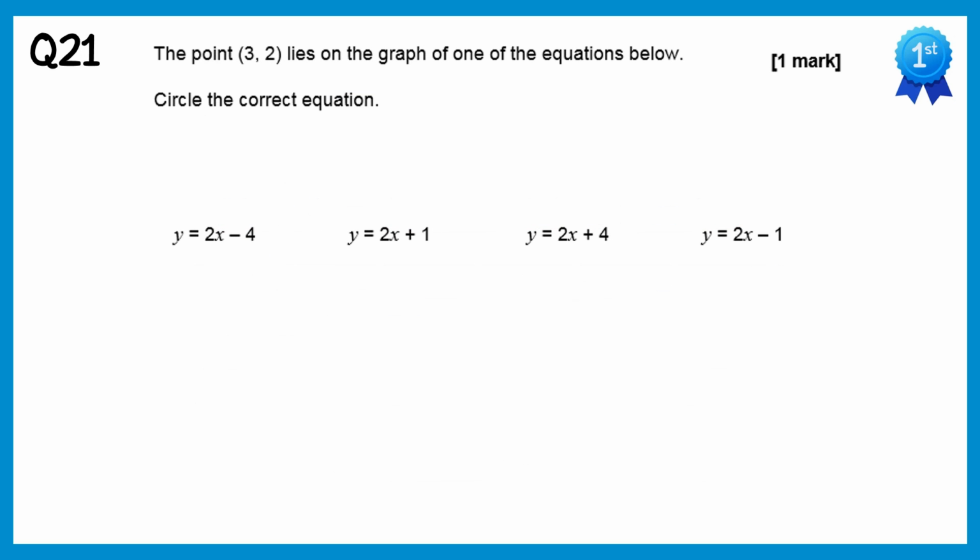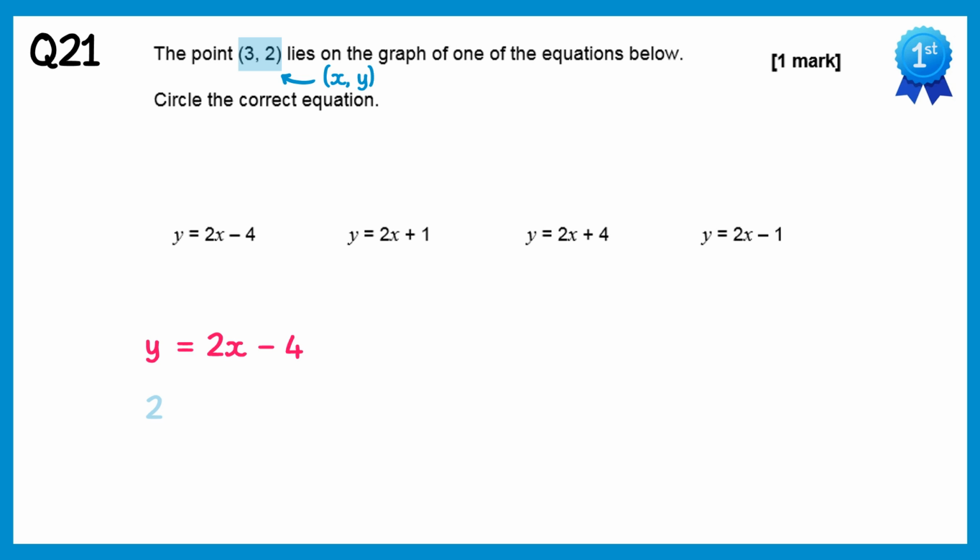For this question, we're looking at the point 3, 2. Remember, when we have a point like this, the first number is the x and the second number is the y. So x is 3 and y is 2. So we need to substitute these into one of these lines and see if it makes sense. So if we start with the first one, remember we're going to write it out again, but instead of x we're going to write 3, and instead of y we're going to write 2.